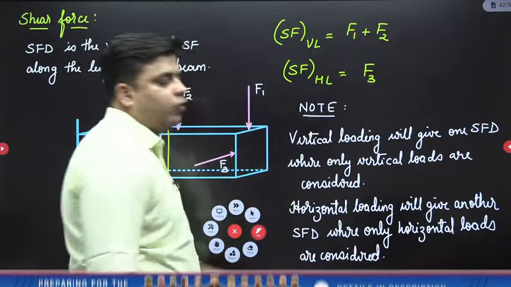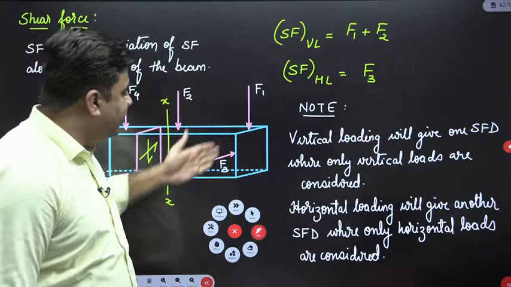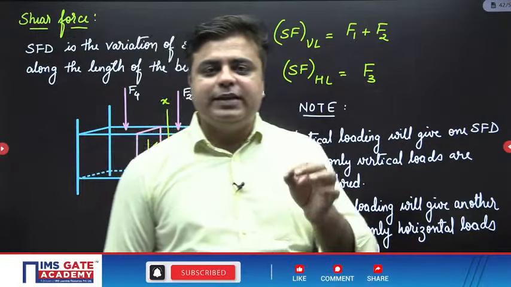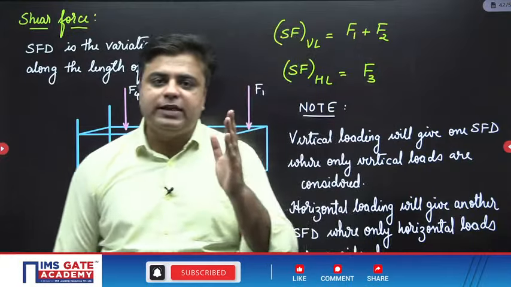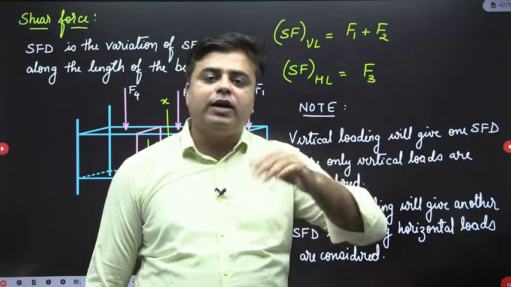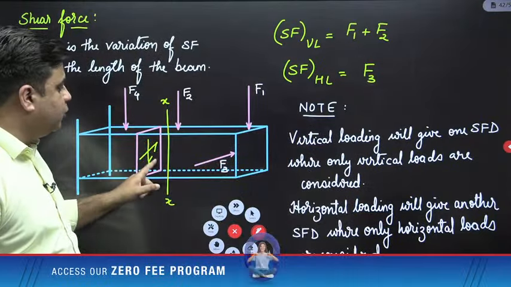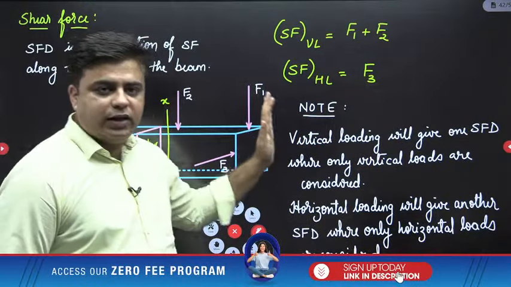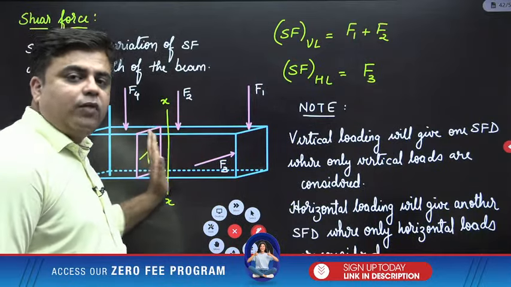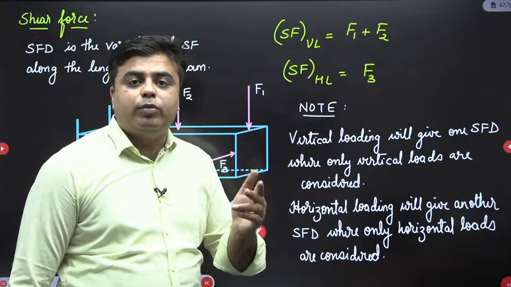Now sir, what is the point of confusion here? The point of confusion is that both these vertical loads and horizontal loads are transverse loads. So when I say that shear force over any section is the sum of the transverse load either on the left or right of the section, what I mean is, if you are writing shear force due to vertical loading, you have to only consider vertical loads. If you are writing shear force over a section due to horizontal loading, you have to only consider the horizontal loads. And the same goes with the bending moment diagram.